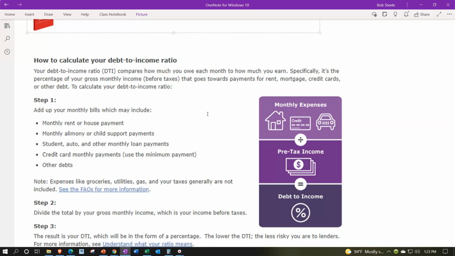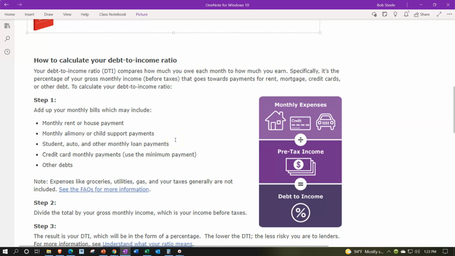To calculate your debt to income ratio, step 1, add up your monthly bills, which may include... Now, we're not looking at all of our bills. We're looking at mainly the debt bills and any other bills that they're saying are debt-like that they want to include. So the monthly rent or house payment. Obviously, the mortgage would be debt, but rent's not really debt, but they want to include it here because they're seeing it in the same kind of category. Monthly alimony or child support payments. So if you're making alimony and child support payments, they want to include that here.